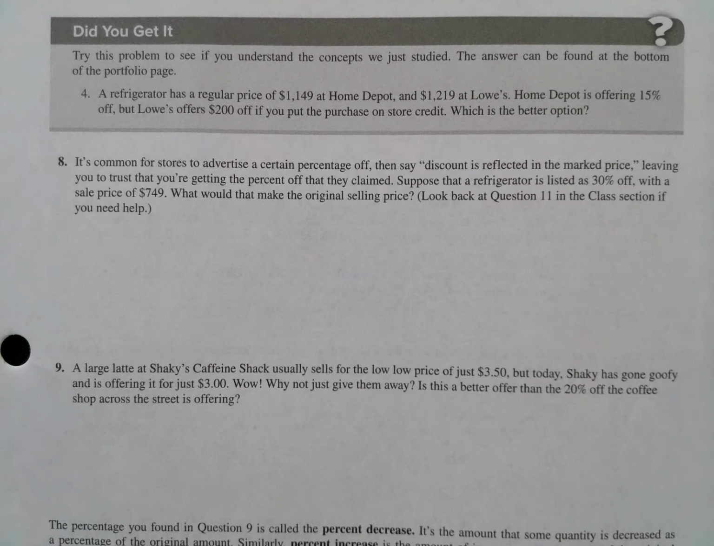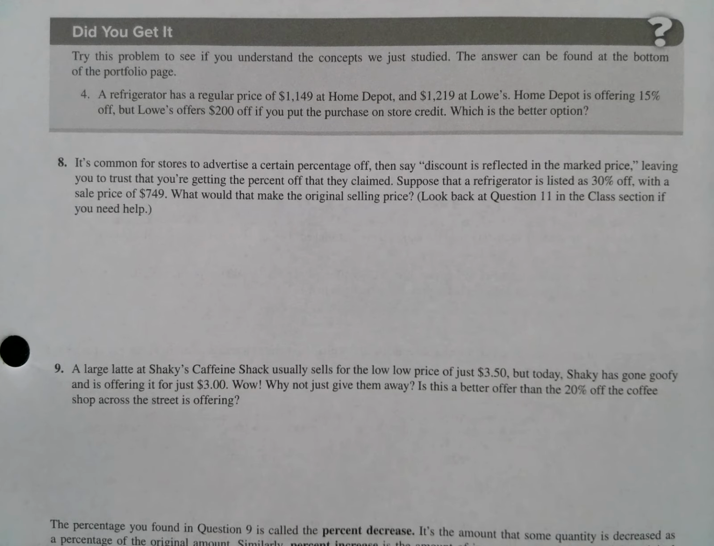It says here, it's common for stores to advertise a certain percentage off, then say discount is reflected in the marked price, leaving you to trust that you're getting the percent off that they claim. Suppose that a refrigerator is listed as 30% off with the sale price of $749. What would that make the original selling price?